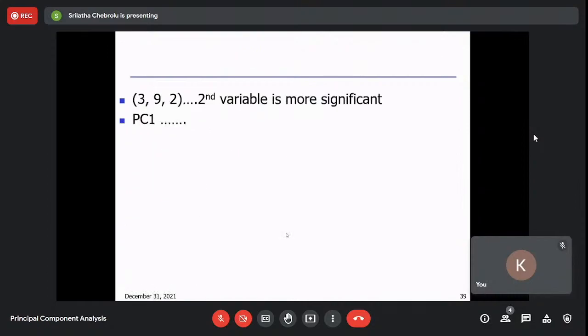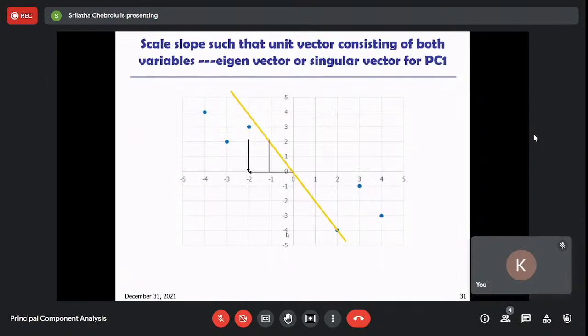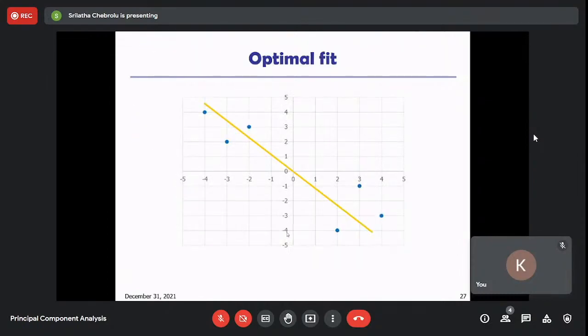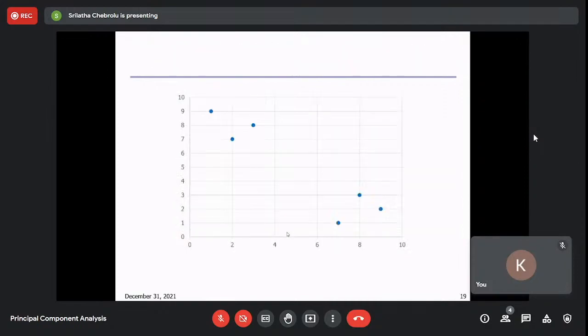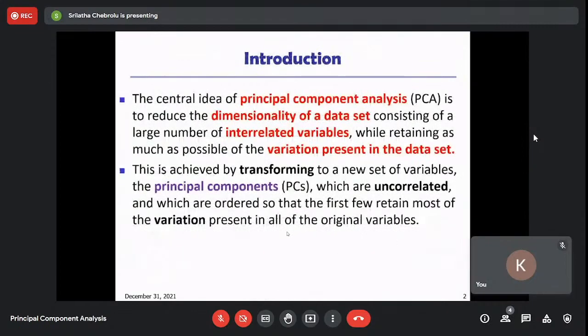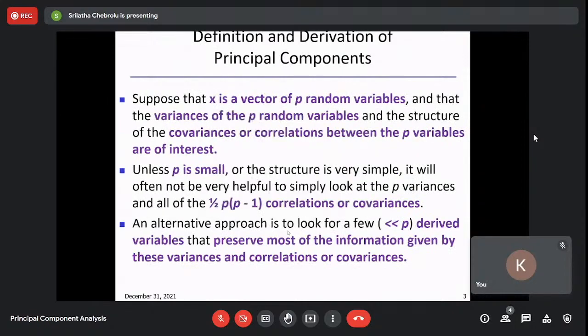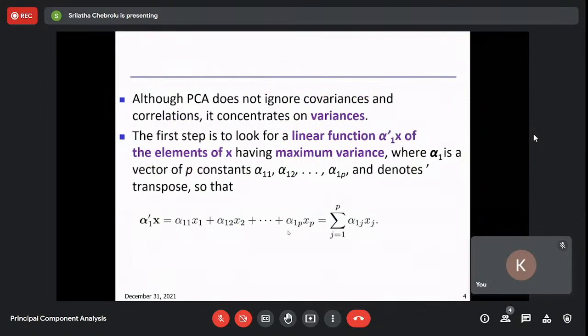Okay, now we'll go to the formulas and see the mathematical notations. If you have any questions, please unmute your mic and you can speak. Now see this: you correlate the example with these mathematical notations. Although PCA does not ignore covariances, how the covariances come in, we will see.